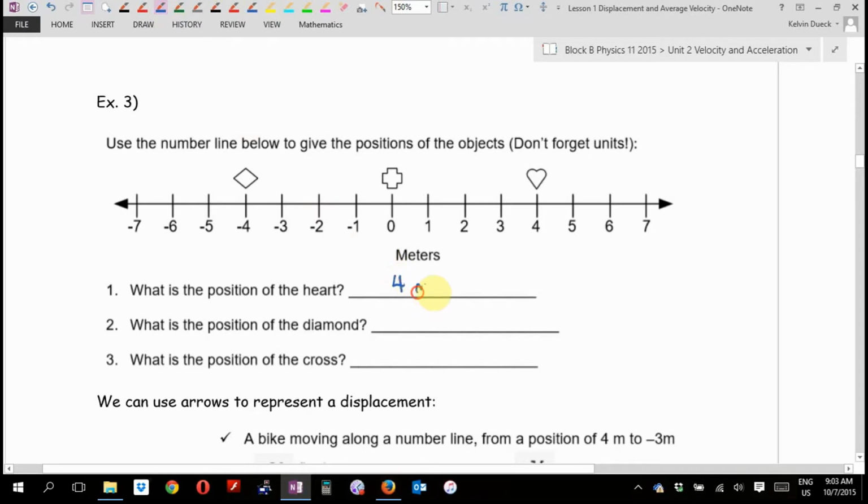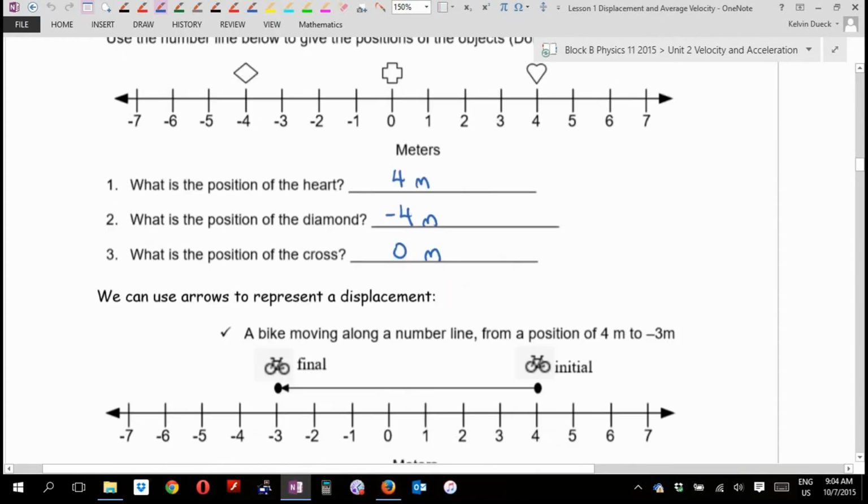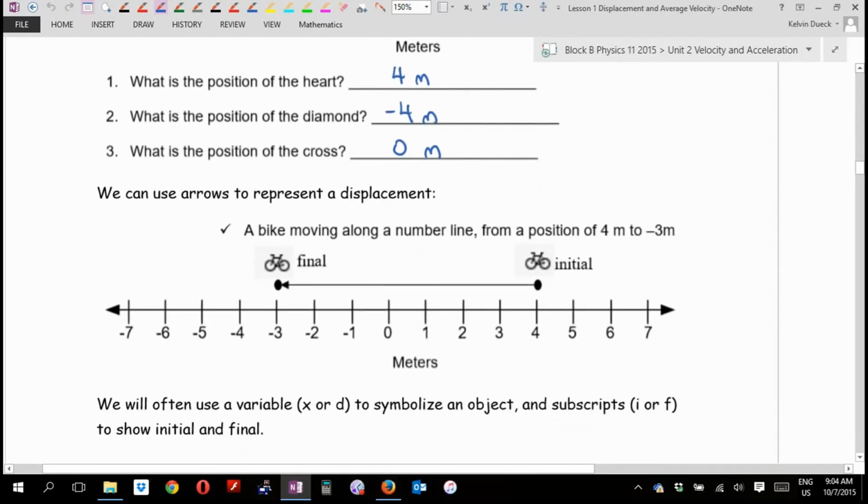Sure. 4 meters. What's the position of the diamond? -4. What's the position of the cross? 0 meters. So we can use arrows to represent a displacement, and the pointy part of the arrow shows you the direction it was traveling. It tells you that's the final location, and therefore the other part is the initial location.